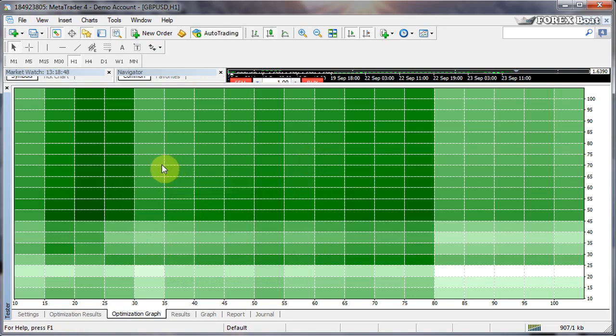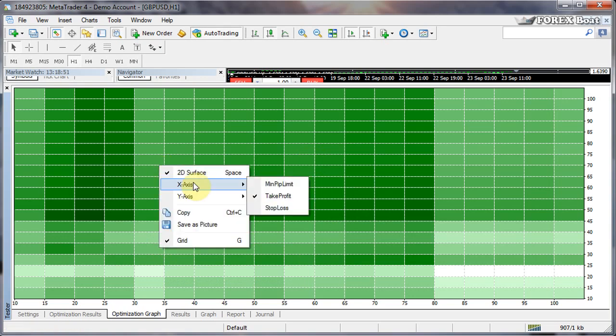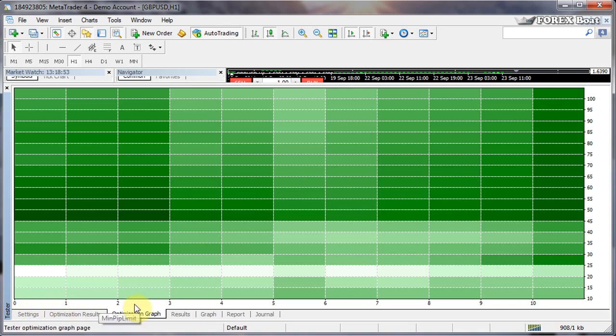So I'll show you another example. Let's change the x-axis from take profit to min pip limit. Now on the bottom we have the pip limit, and on the y-axis we have the stop loss. That allows us to analyze those two parameters against each other, to contrast them without having to worry about the take profit. The take profit is taken into account automatically by the tester. It only looks at the best take profit for any combination of the pip limit and the stop loss. And right away you can see that you would rather have the pip limit somewhere between 0 and 3 if you can set your stop loss around 45 to 60, so in this area.